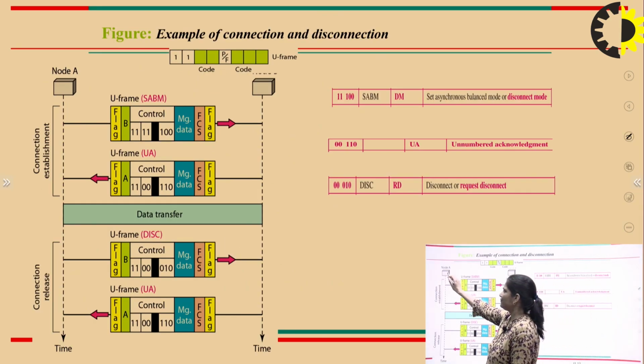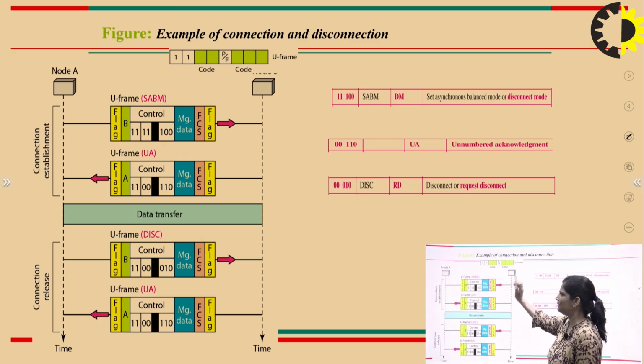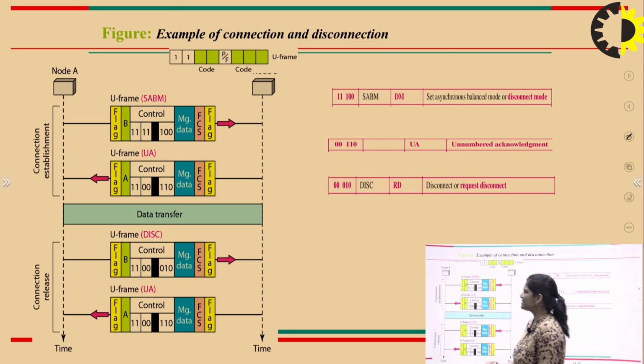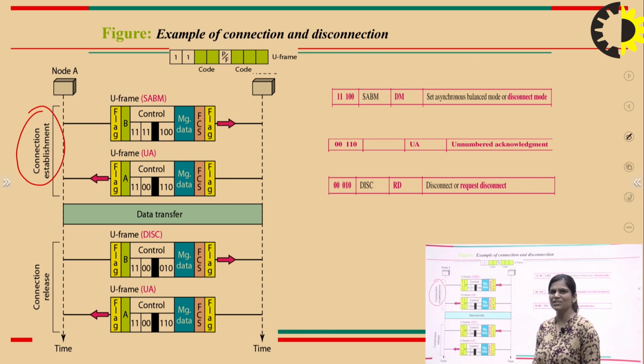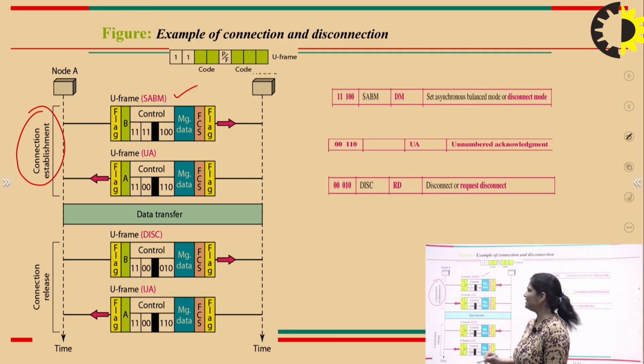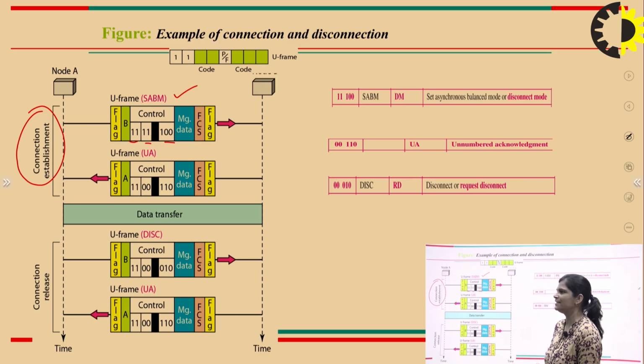If we are sending a frame from node A to node B, when we are establishing a connection between sender and receiver, we have to send the frame in this form, SABM. So SABM, you should know the code 111110, and the flag is there. This is the source destination address. This is the control field. This is the management data. This is the frame check sequence, and this is the flag. So this is a format you should know.